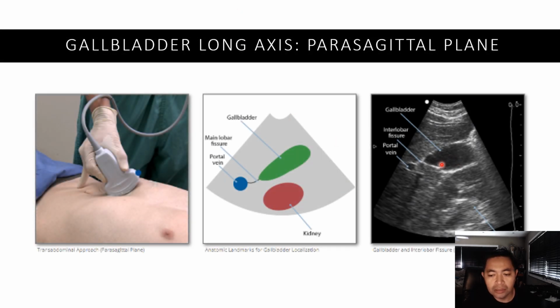In this long axis imaging of the gallbladder, notice how the transducer is positioned. The transducer is obliquely oriented along the parasagittal plane. It is also rocked, angled caudally. This allows the probe to peek underneath the subcostal margin. Fanning of the probe should then be done to completely image the gallbladder. The main lobar fissure here and the portal vein are again seen, landmarks that can be used to locate the gallbladder neck if initial imaging proves to be difficult.